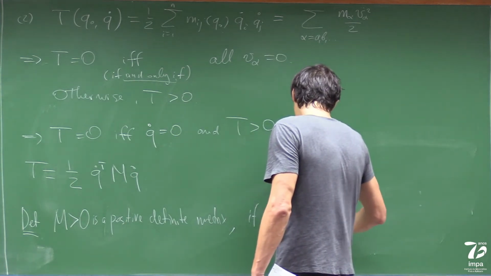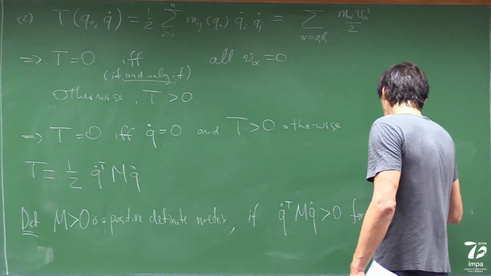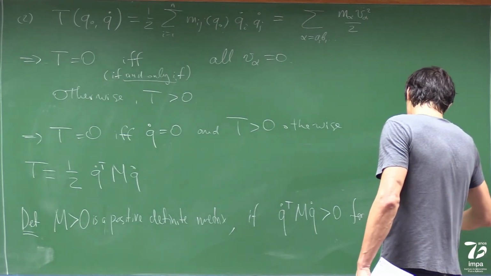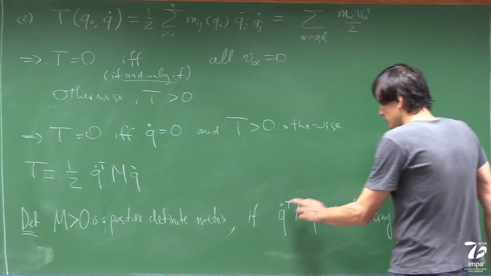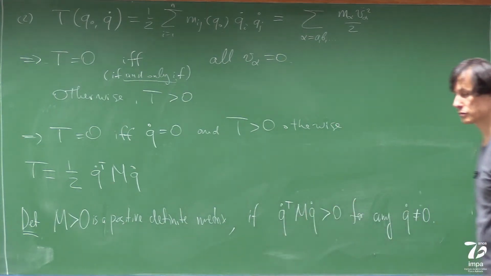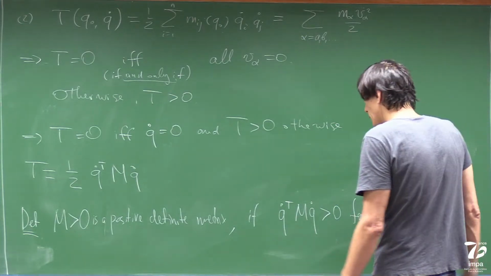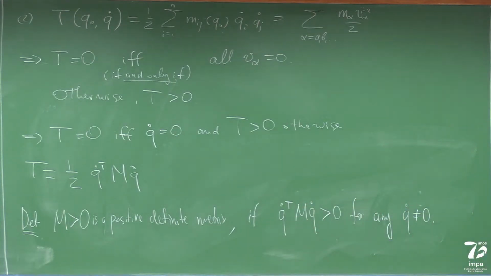If this quadratic form is bigger than 0 for any vector which is not 0. So that's a typical definition from linear algebra of the positive definiteness of a symmetric matrix. So if a matrix is symmetric, you can say more, whether it's positive definite or not. Positive definite means that the quadratic form it constitutes is always positive except for the trivial situation when the vector is 0.